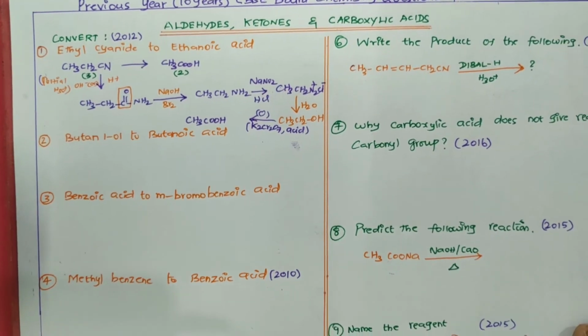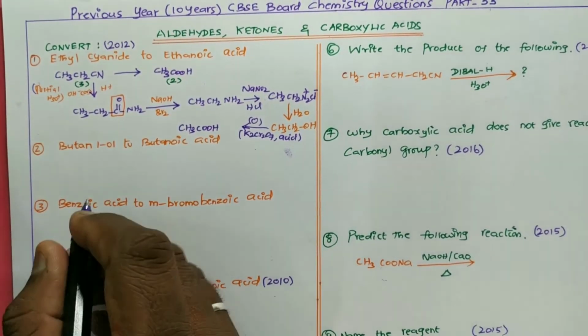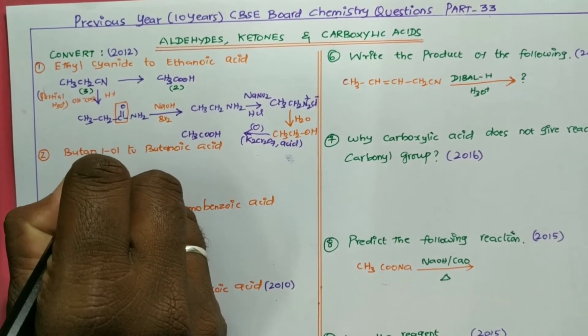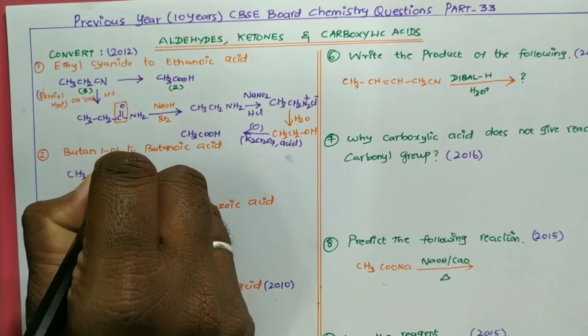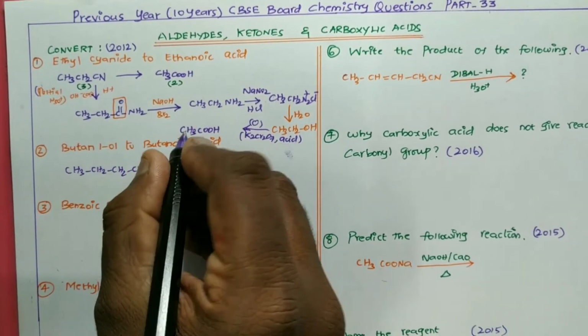And question number 2 is butan-1-ol to butanoic acid. This is very simple. Butan-1-ol is nothing but CH3CH2CH2CH2OH. This is butan-1-ol.